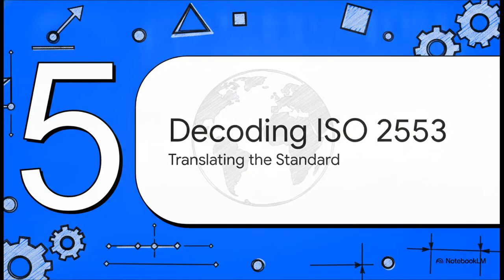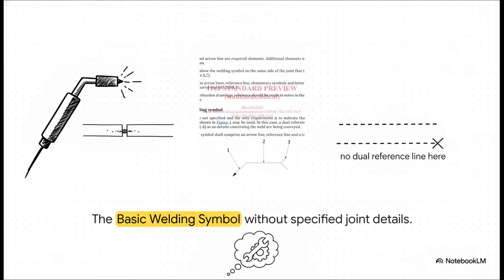And finally, Section 5, decoding ISO 2553 symbols, translating the standard. Now let's actually decode these things. We're going to break down the anatomy of a welding symbol, starting from the most basic indicator up to highly complex manufacturing instructions. The absolute simplest form is the basic symbol. You use this when you just need to say, hey, weld this joint without dictating exactly how it's done. It literally just looks like a line with an arrow at one end and a split tail at the other. It's often used simply to mark locations for tack welds.